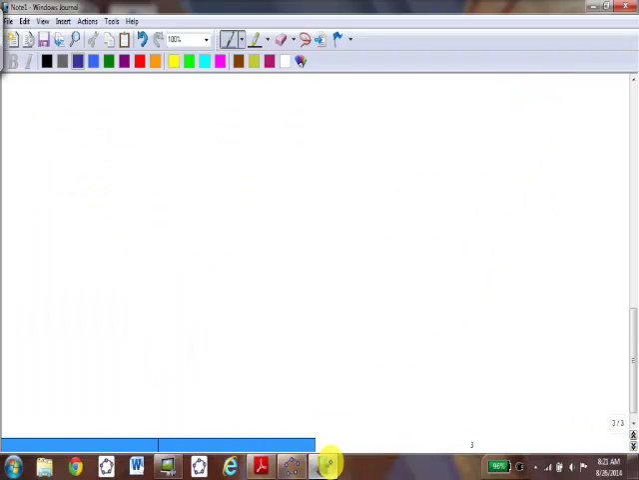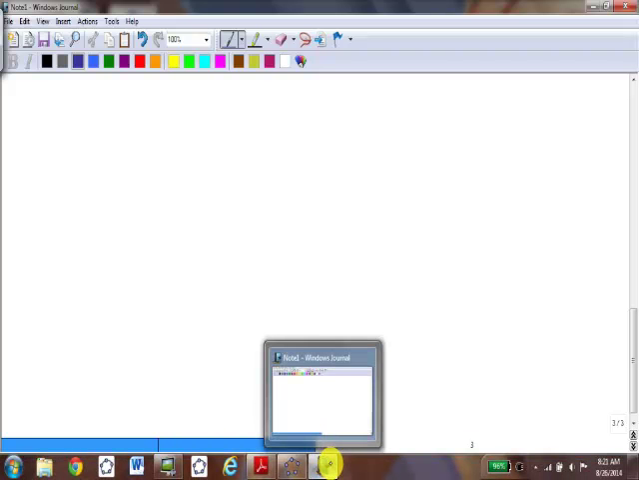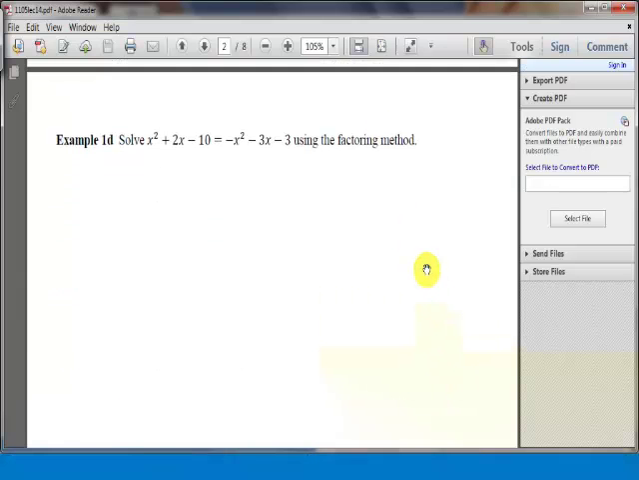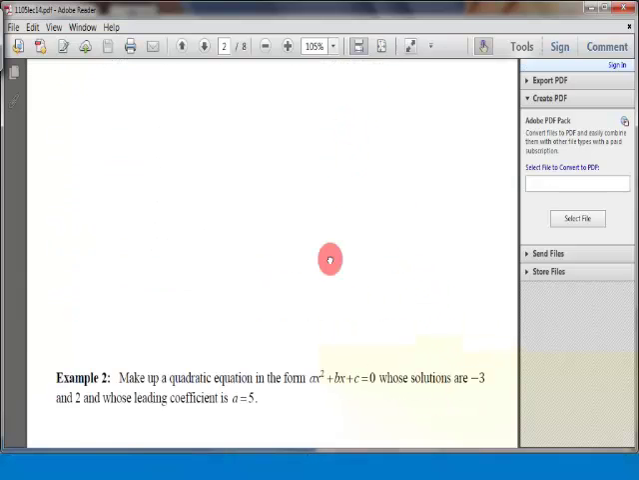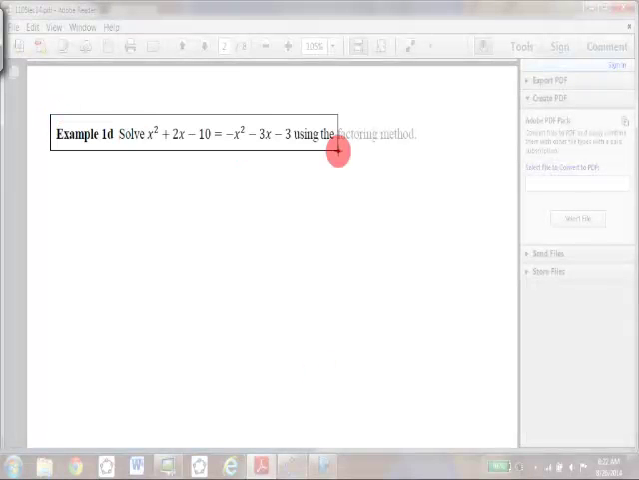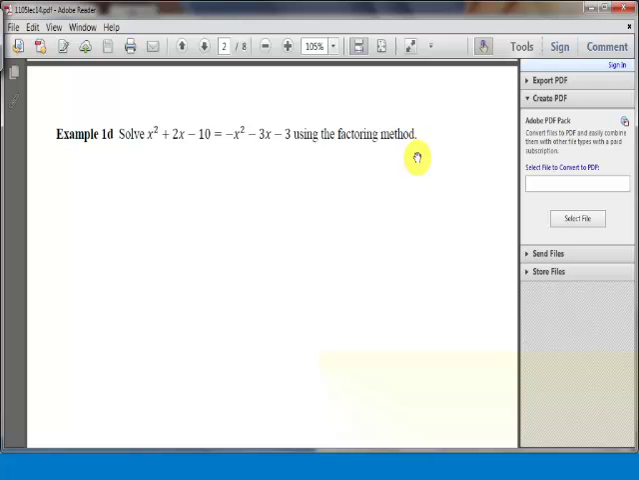Now example 2, I was looking at this a little bit ago. Example 2 asks us to do something. Let me go to example 2 and make sure. Nope. Well, example 2 is going to ask us to do something kind of strange. But first, let's make sure we're good with a potentially more challenging factoring problem.